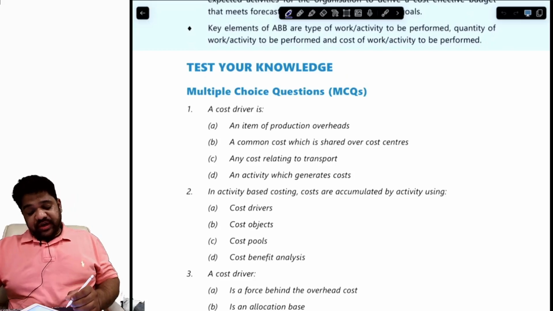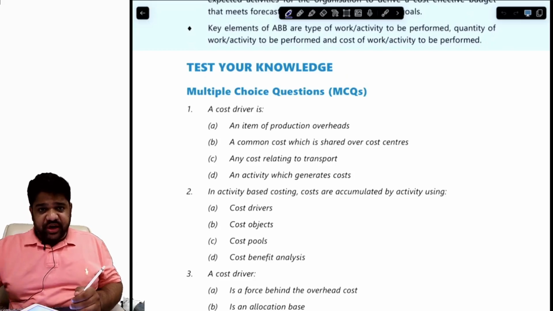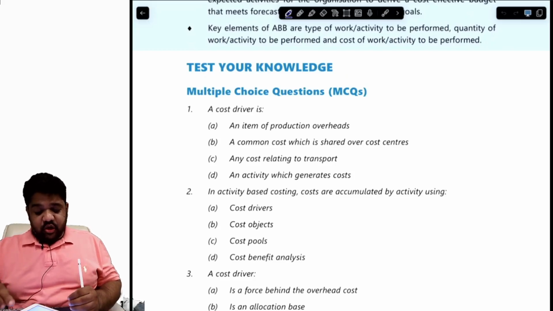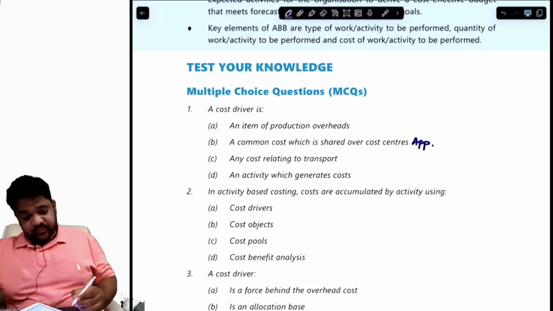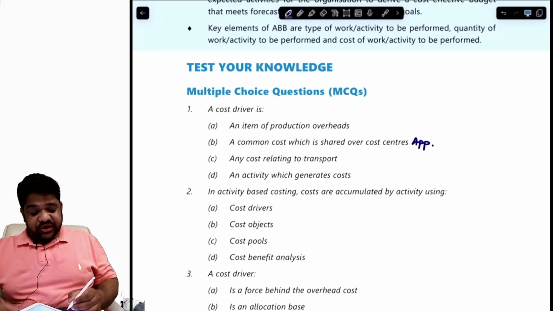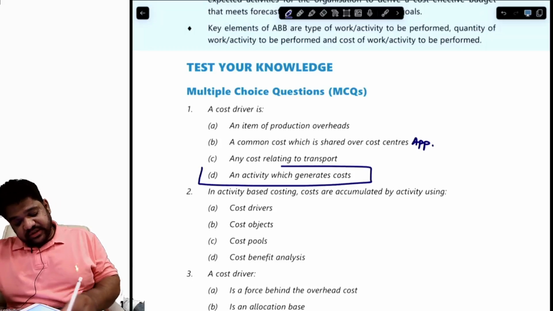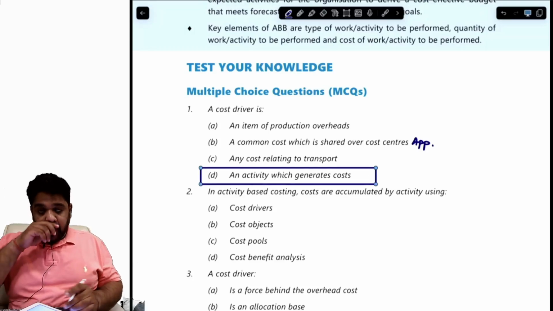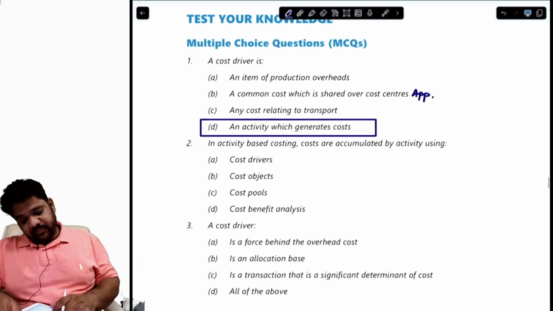First one, cost driver is an item of production overheads? No. Is a common cost which is shared over the cost center? No, these are called apportioned overheads. Any cost relating to transport? No. So you have your obvious choice, an activity which generates cost. It is the reason why a cost changes or cost increases.